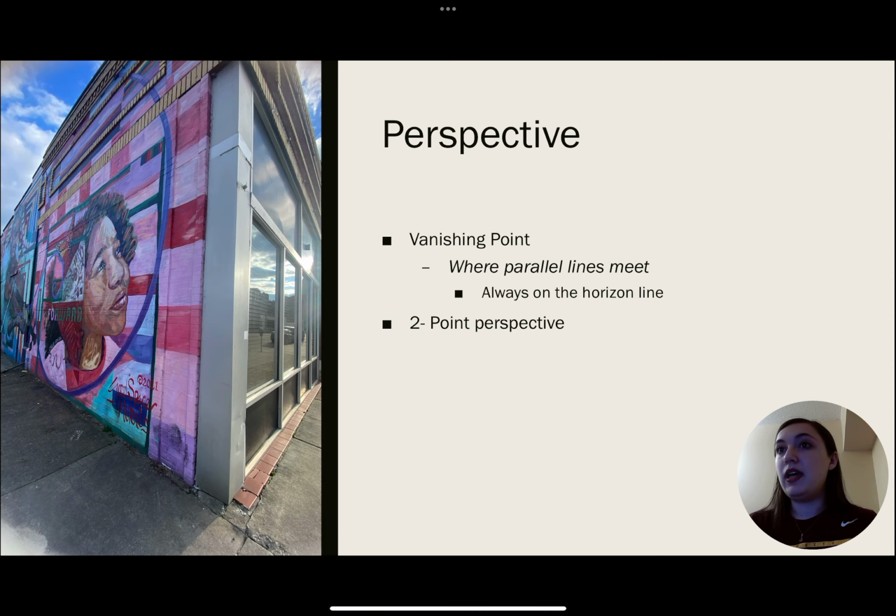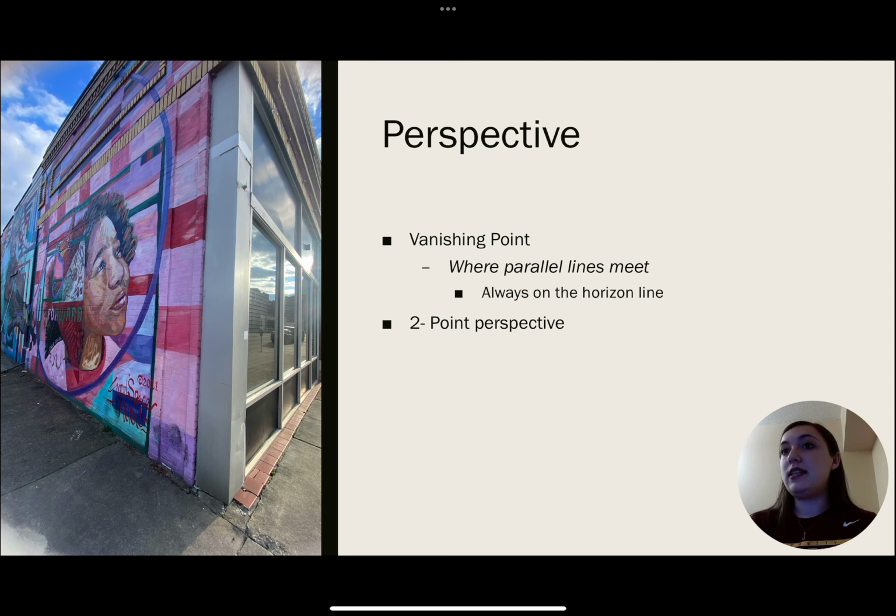Next, let's talk a little bit about perspective. An important thing to know is that with perspective, there's always a vanishing point, which is where our parallel lines are going to meet, and they always meet along the horizon line. Now, there are three different types of perspective: 1 point perspective, 2 point perspective, and 3 point perspective. With 1 point perspective, we're only focusing on length. With 2 point perspective, we are focused on length and width, and then 3 point perspective, length, width, and height.